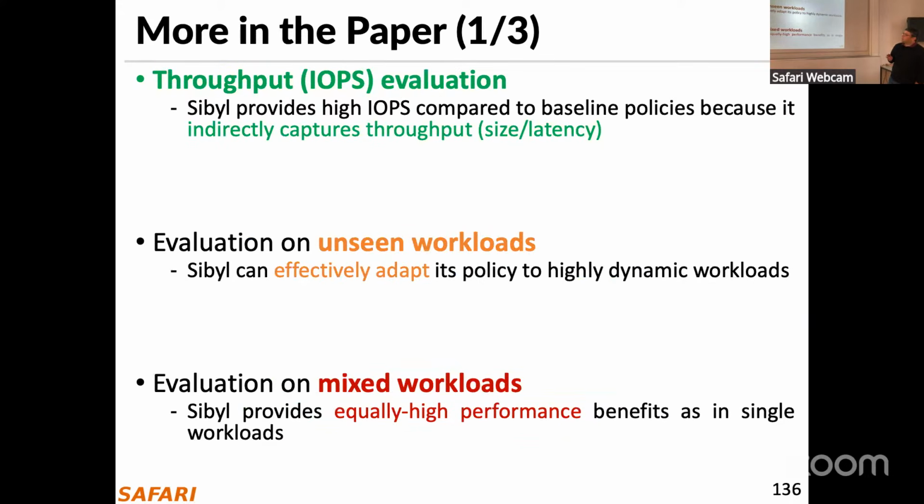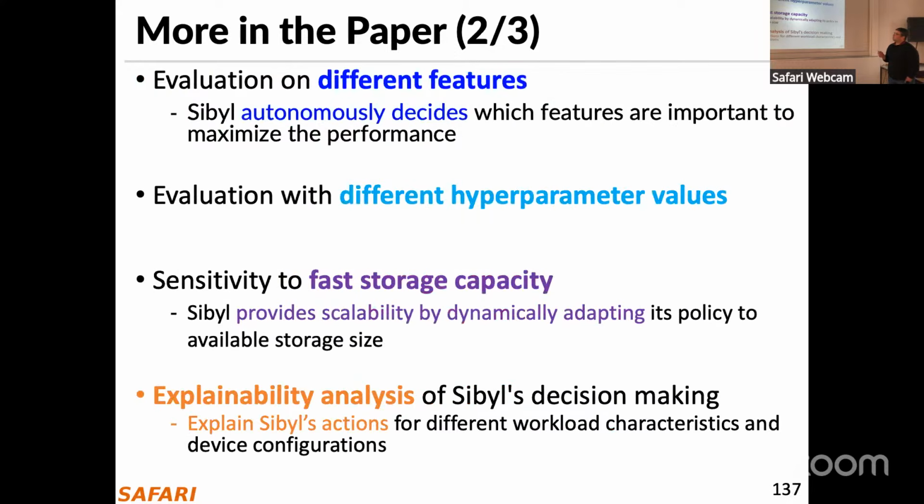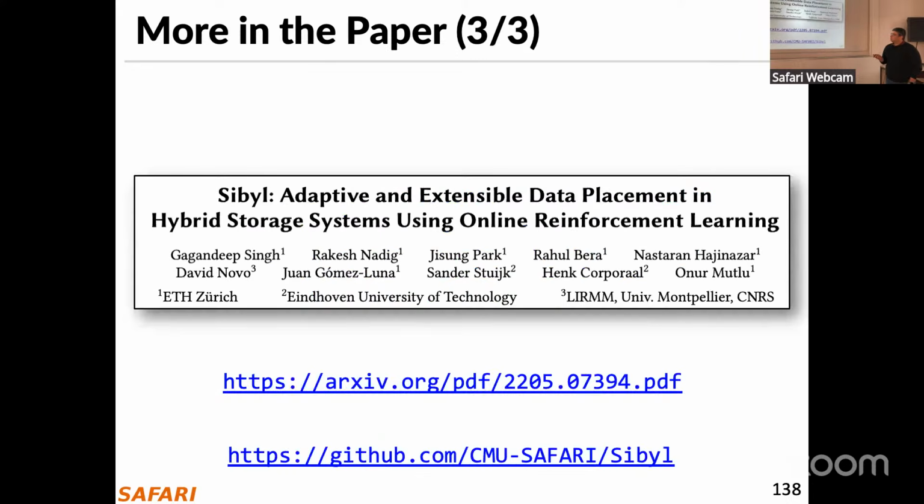So there are more details in the paper I'll not go into. We provide a lot of analysis, and most importantly, we also give some explainability analysis, because RL is traditionally looked at as a black box. So we basically have to explain the actions of the RL agent and give insights. So that's also an important part which we show in the paper. So this is the link to the paper. I encourage everyone to take a look.